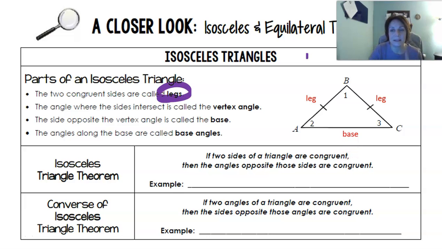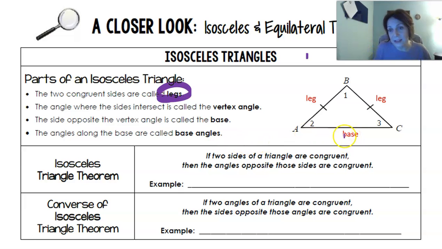And I say this because the word base, at least to me, and I've noticed over the years to kids, kind of makes us think that's the side on the bottom because it's the base, it's the bottom. It's not what it means in math, right? Base is a very specific word in math, and it means the side that isn't the legs. So in an isosceles triangle, you have 2 sides that match. Those are the legs. I like to remember it because these little tick marks look like L's, and L stands for leg. And then the third side that isn't a leg is the base.